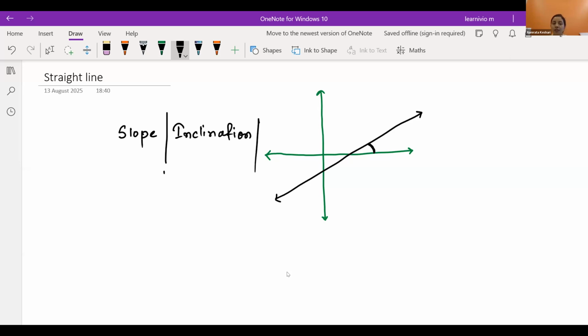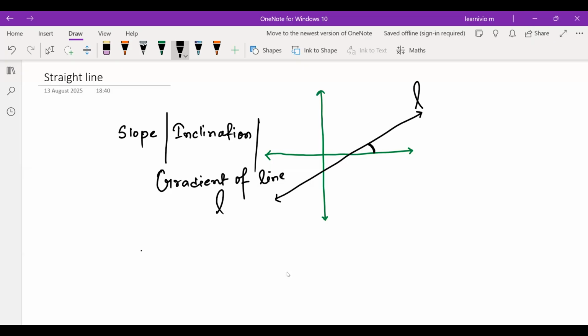or maybe we call it gradient also. Okay, gradient of the line L. So if anytime anywhere slope will be written, or inclination will be written, or gradient will be written, it's all saying the same thing. We have to find the, okay, we represent the slope.